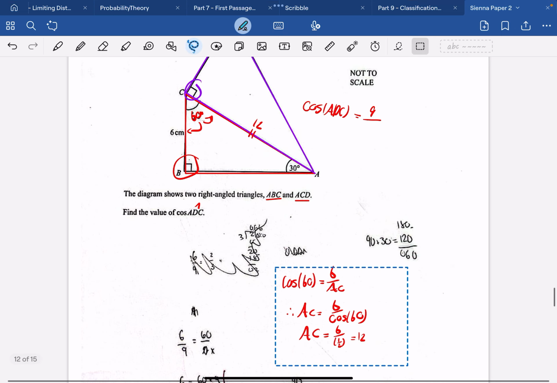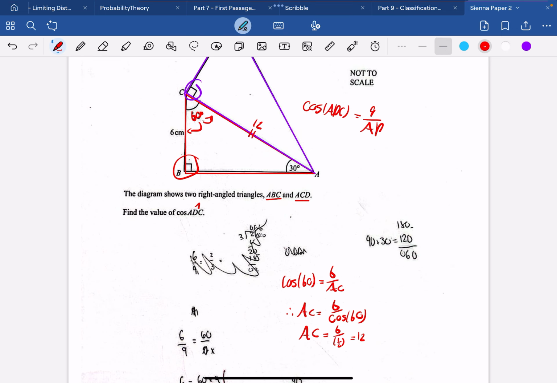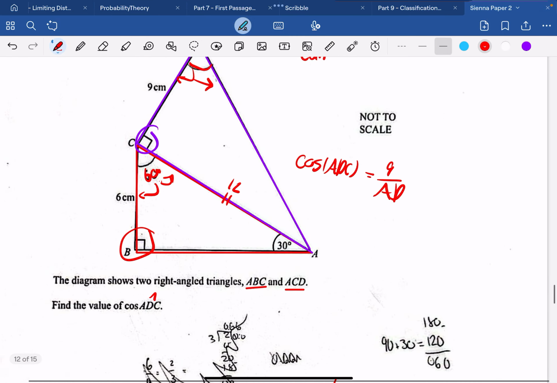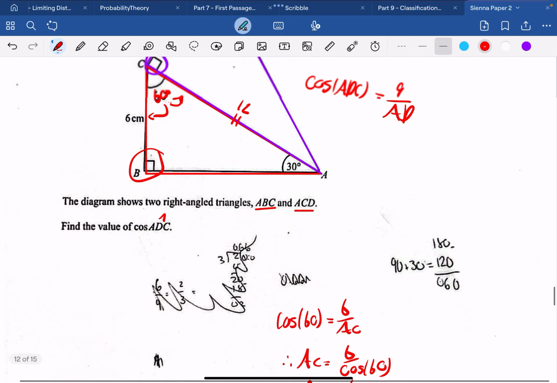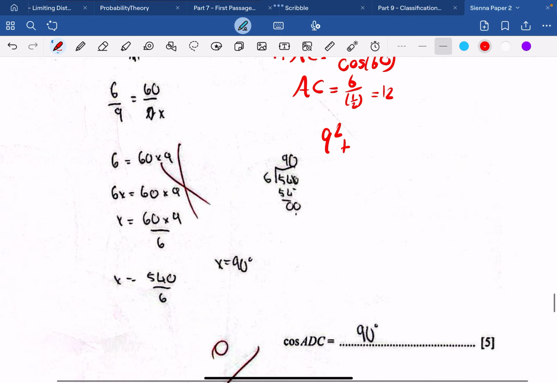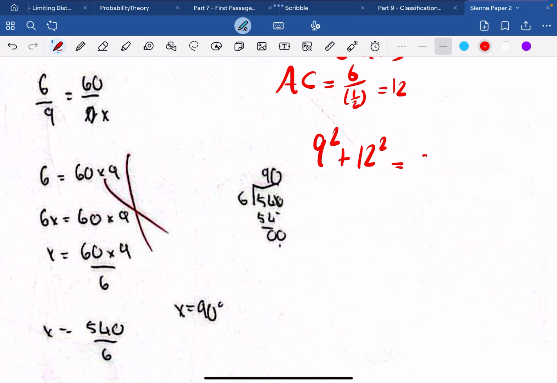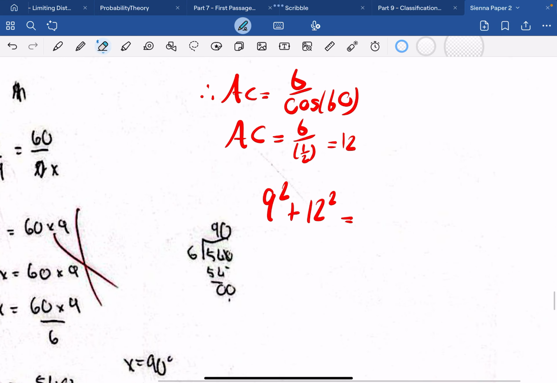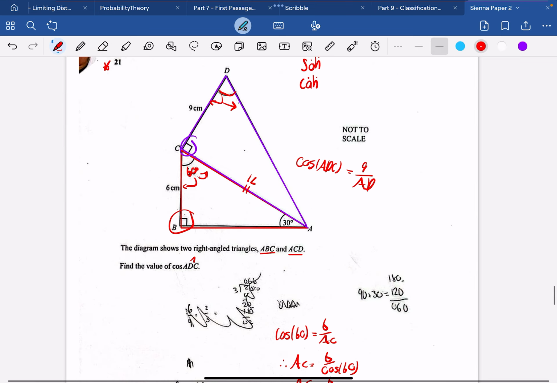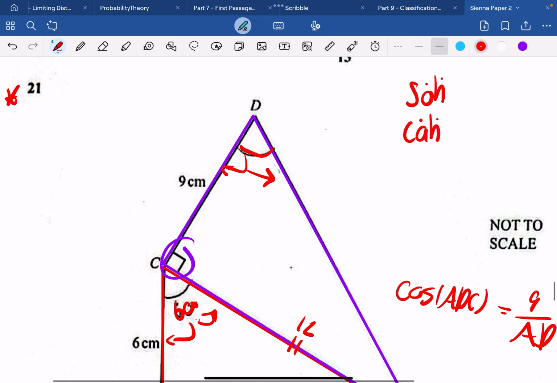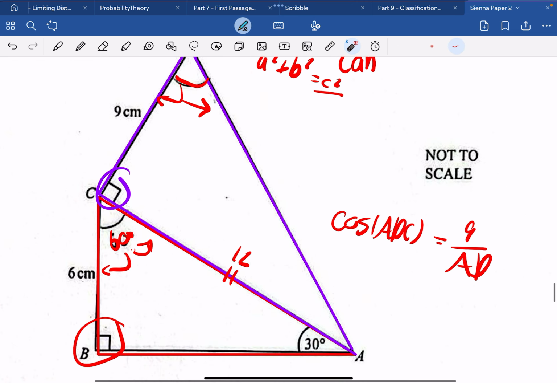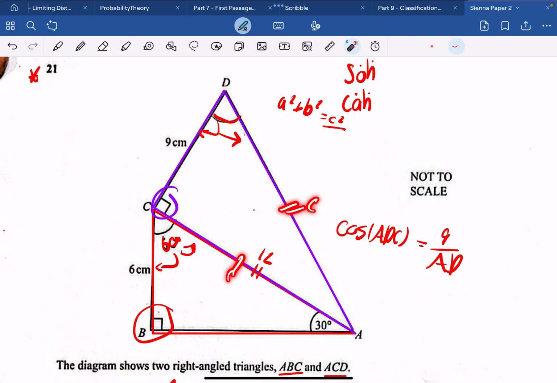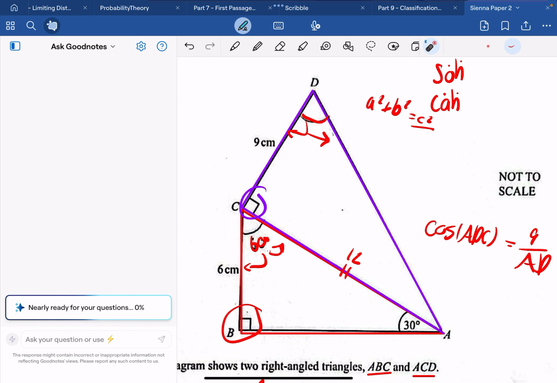Just move this here. We know that's A of AD. Okay. Now, to find AD, we just use Pythagoras, right? 9 squared plus 12 squared is equal to C squared, or AD squared. Because with Pythagoras, it's A squared plus B squared is equal to C squared. C squared is always your hypotenuse, so we know this is what we want. So that's our C, that's our A, that's our B.